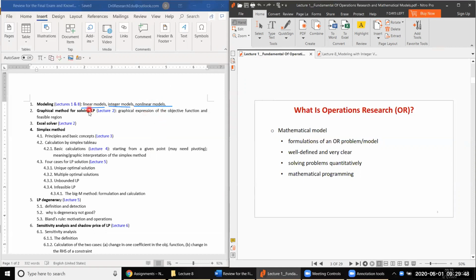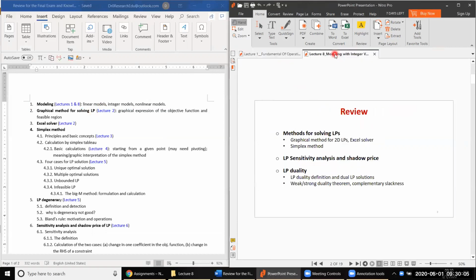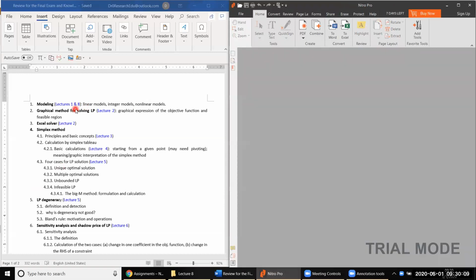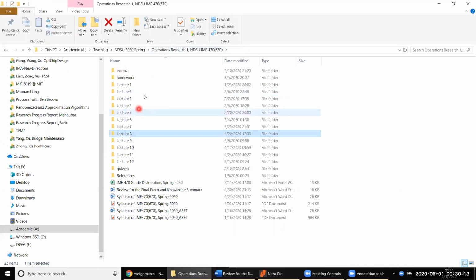In my personal view, modeling is one of the most important things for operations research, for, let's say, undergrad level operations research. So you need to know the modeling tricks, and many examples can be found in lectures 1 and 8. And okay, after it, we will have the graphical method for solving LP. This is in lecture 2.